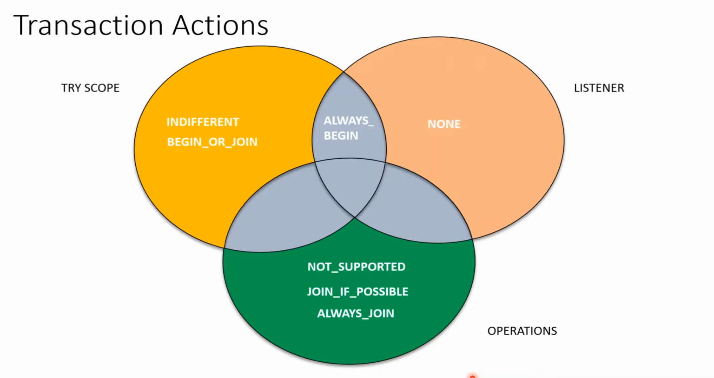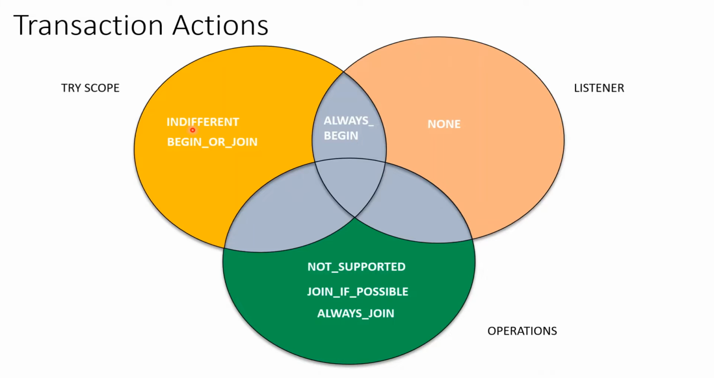Now here is a Venn diagram that represents the different transactional actions supported by the try scope, listener, and operation. So let's start with the always begin action. As the name suggests, always begin creates a new transaction every time a new Mule message is received, and it is applicable only for listener and try scope.